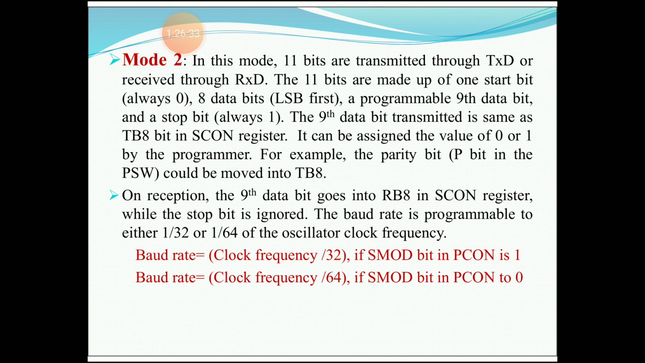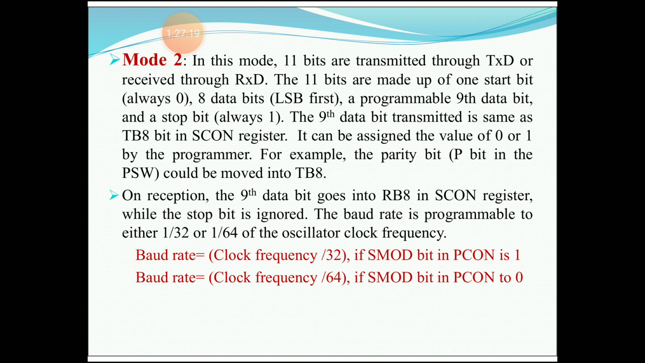Now mode 2 operation. In this mode, 11 bits are transmitted through the TXD line or received through the RxD line simultaneously. The 11 bits are made up of 1 start bit, that is always 0, 8 data bits, a programmable 9th data bit and 1 stop bit. The 9th data bit transmitted is the same as the TB8 bit in the SCON register, and its value can be set to 0 or 1 by the programmer. Here the 9th bit can represent a parity bit, so this bit becomes 1 or 0 from the PSW register.